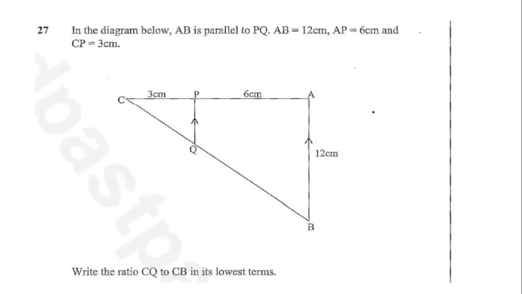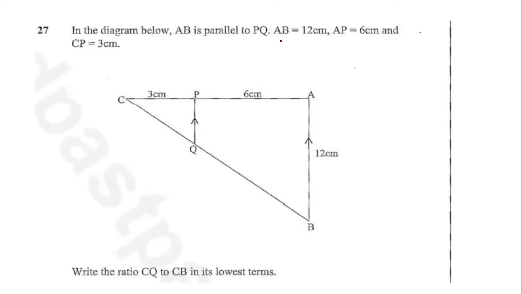Question 27 reads, in the diagram below, AB is parallel to PQ, AB is equal to 12 centimeters, AP is equal to 6 centimeters, and CP is equal to 3 centimeters. So this is another situation of similarity and congruence. Here we have two triangles: triangle CPQ and CAB. We have ABC, the bigger triangle, and CPQ, the smaller one. So you are comparing the sides of the smaller and the bigger triangle.